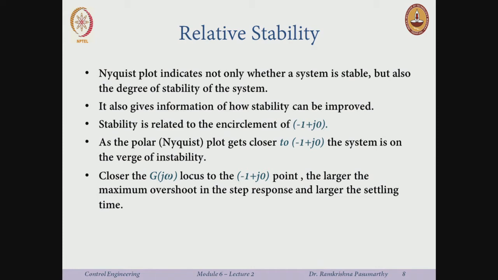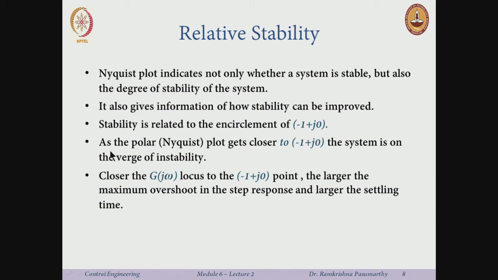Now, what is then the beauty of the Nyquist plot? The Nyquist plot indicates not only whether a system is stable, but also the degree of stability. So, we will also see how it will give some information on whether the system stability can be improved, right. And then, since the deciding factor is this point -1 plus j0, and this entire stability criterion depends on the encirclement of the point -1 plus j0.